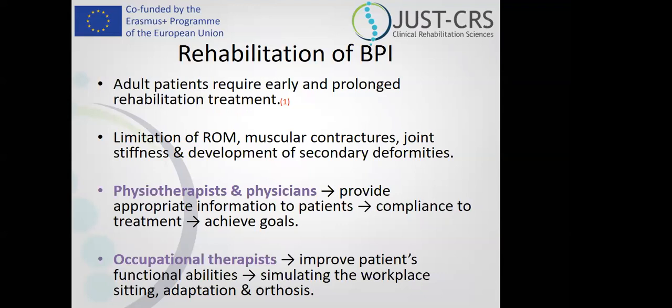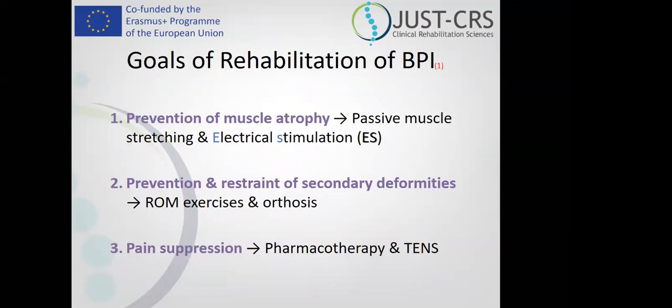Occupational therapists, on the other hand, will improve the patient's functional abilities by simulating the workplace setting, adaptation, and the manufacturing of orthoses. The goals of rehabilitation are, first, prevention of muscle atrophy. This can be done by passive muscle stretching and the use of electrical stimulation. Second, prevention and restraint of secondary deformities. This can be achieved by range of motion exercises and the use of orthoses to maintain these ranges of motion.